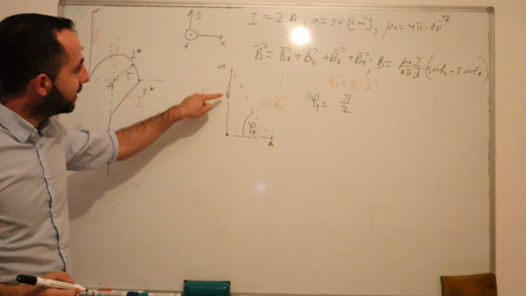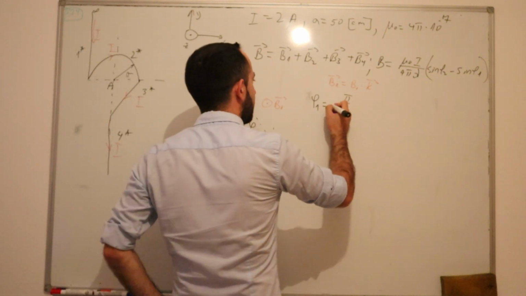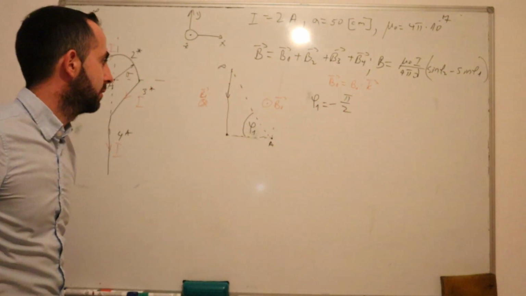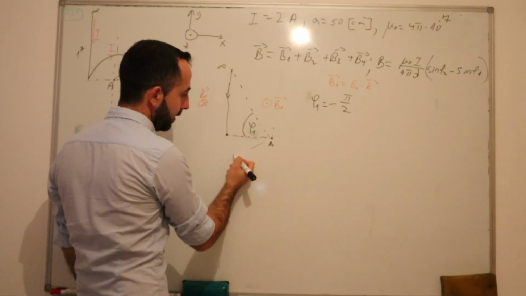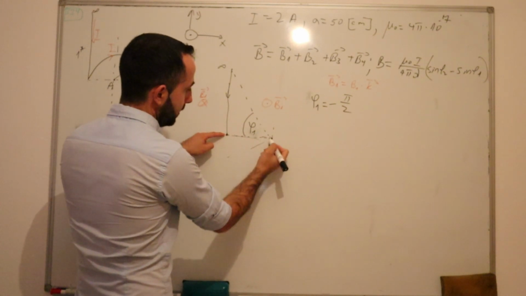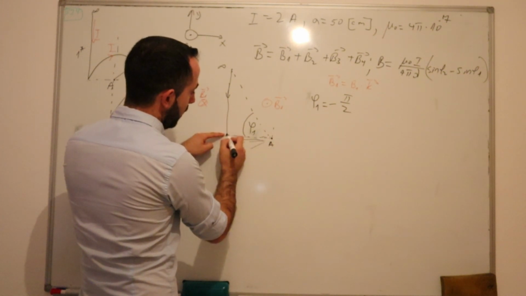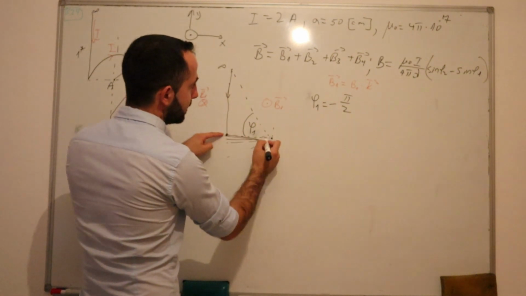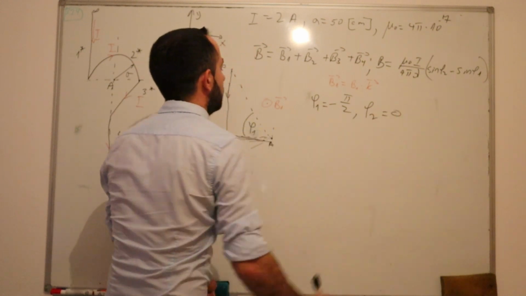Here we have that the current comes in, so it is a minus phi1. We don't see a second angle. Actually, the second angle would be here, because this is the point. This is the conductor. It gets smaller until it reaches an angle of phi2 equals 0.